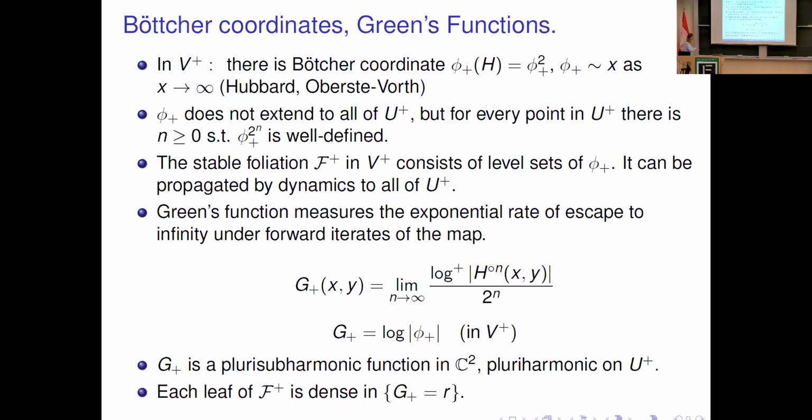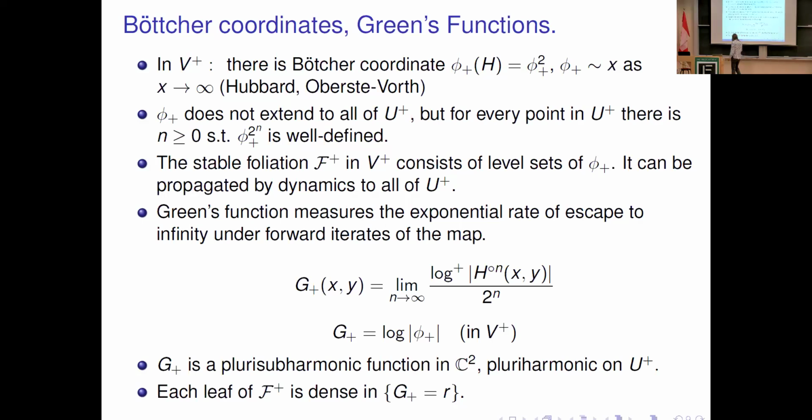Now we want to go back to the virtual coordinate and Green functions. Again, the structure of U plus and U minus is well understood. I'm going to remind the known results. And phi plus is a function that conjugates dynamics to z goes to z squared. In this case, it doesn't conjugate, it semi-conjugates. It's a function from C2 to C.